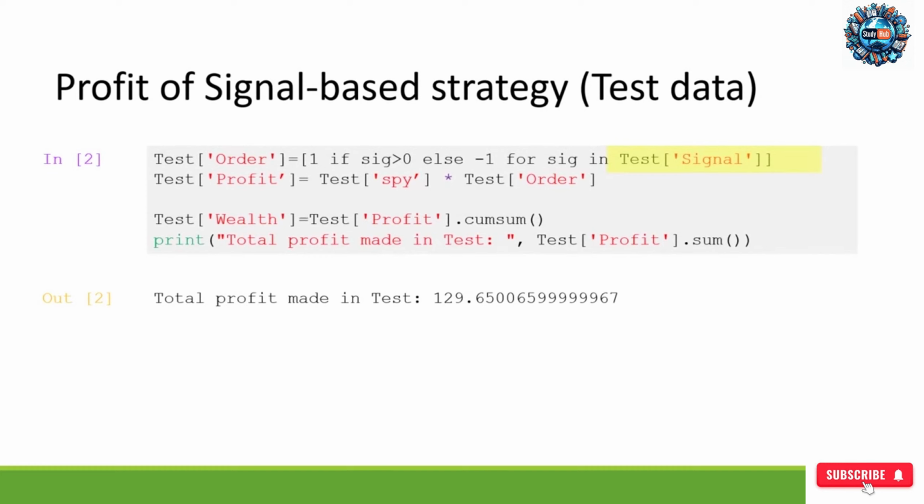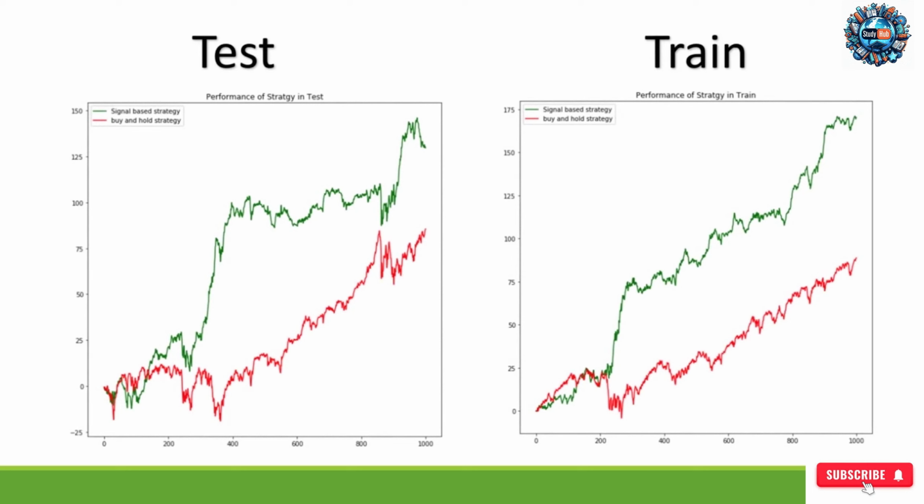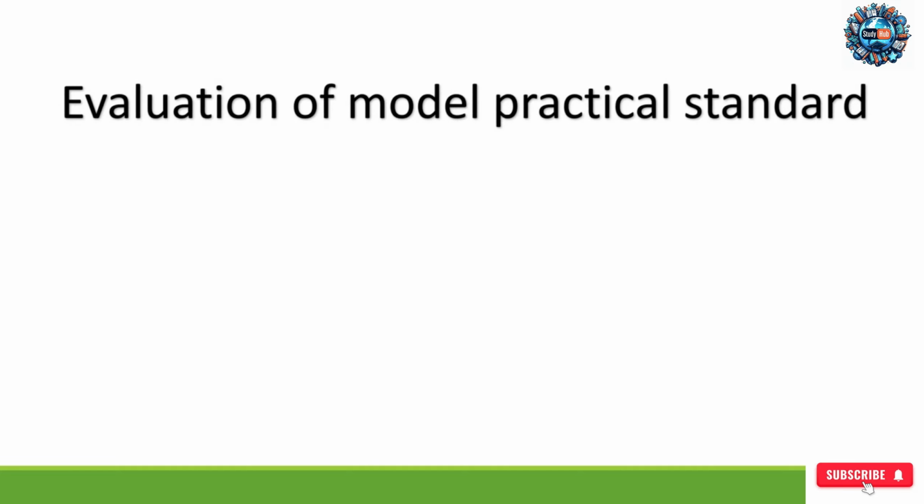Similarly, we can build trading in the test dataset and the total profit is 130, a bit lower than that in train. The signal-based strategy also outperforms the buy and hold strategy in the test data. The consistency of performance is very important, otherwise it is too risky to apply it in the future.